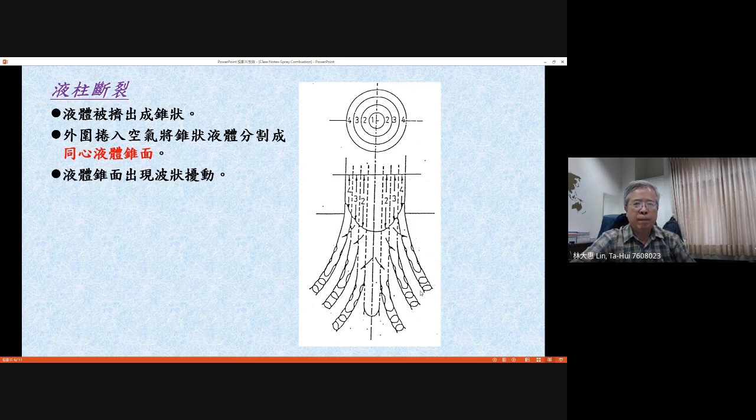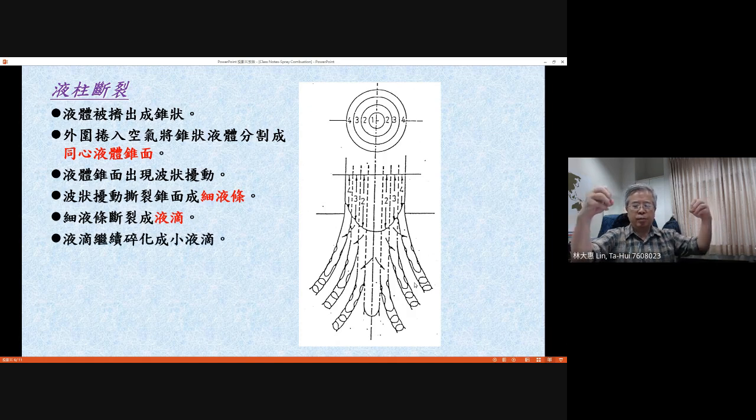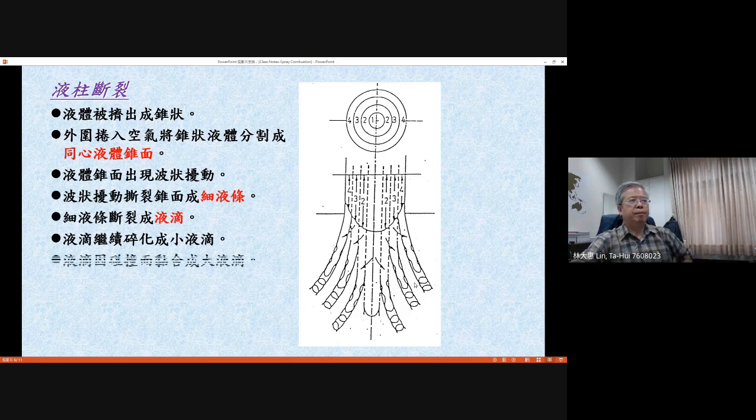And those kinds of wave disturbance will continuously occur on the ligament, and make the ligament break up into droplets. Finally, if you go downstream, those droplets may have interactions between droplets. Then they have some agglomeration or separation into small droplets, or become larger droplets. This is a typical mechanism for a liquid current.